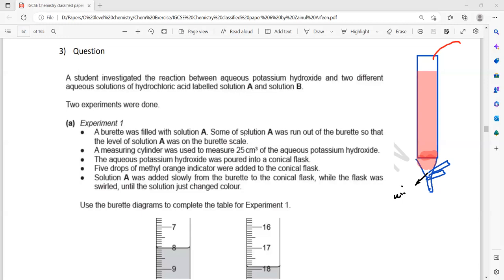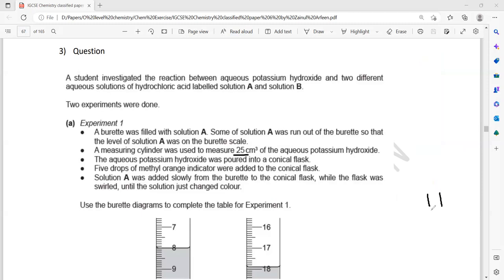The measuring cylinder was used to measure 25 cm cube of aqueous potassium hydroxide. So we used a measuring cylinder to measure 25 cm cube of aqueous potassium hydroxide and we transferred it into a conical flask. So in a conical flask, we have KOH. For such questions, I prefer that you draw a rough diagram just to have a simple concept, because sometimes you have to compare which solution is more concentrated. So you just sketch potassium hydroxide and how much there is, that is 25 cm cube.